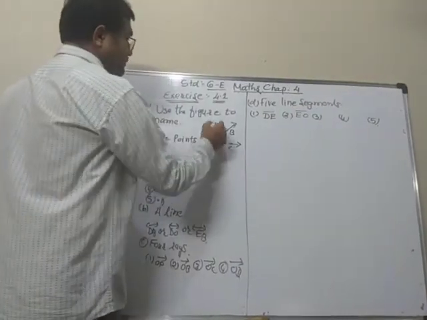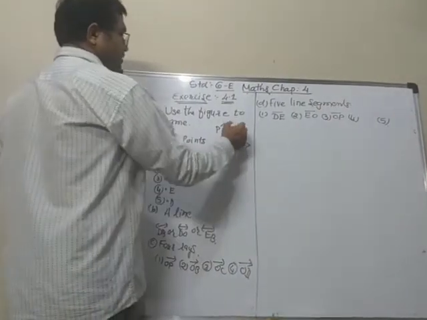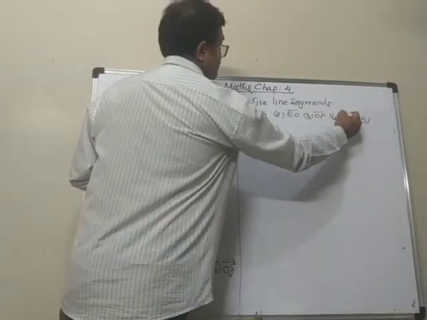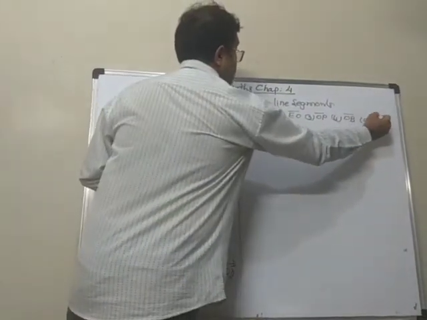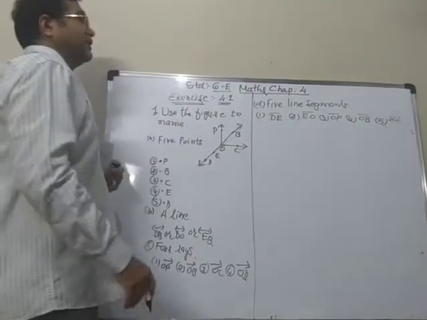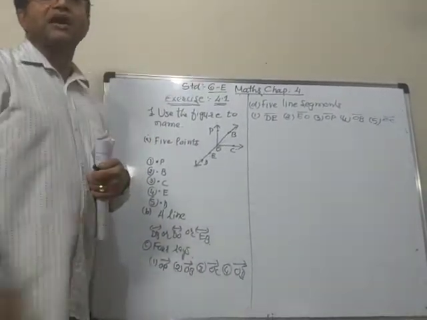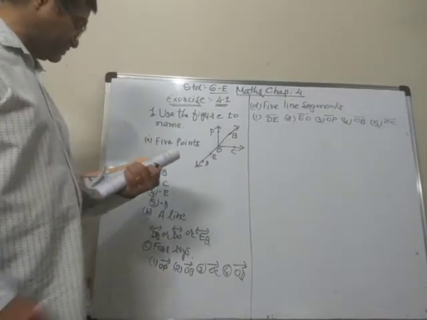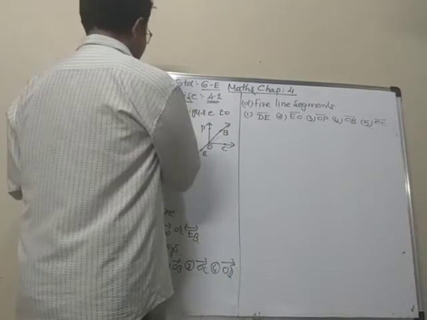You can take line segment OP. You can take OB, or you can take OC. But the notation must be for the line segment, means only that line without arrows on both sides. So that was our question number 1.